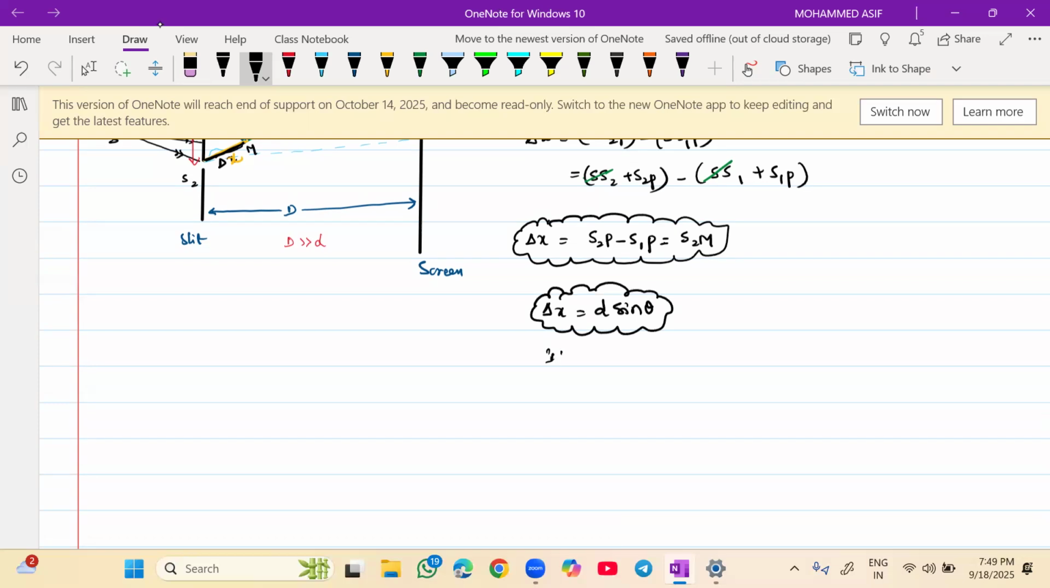When theta is larger, delta x is equal to d sin theta. If theta is very small, like 0 degree, 3 degree, 4 degree, 5 degree, then sin theta is approximated to tan theta. So in that case, I'll write delta x will be equal to d tan theta. In general, for doing problems, we'll be using delta x equals d tan theta.